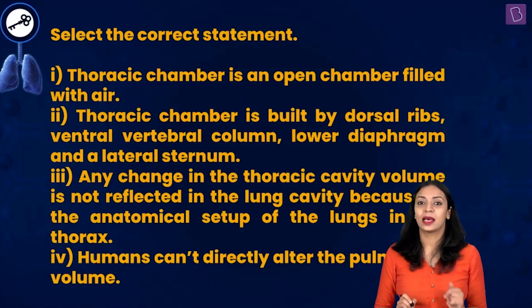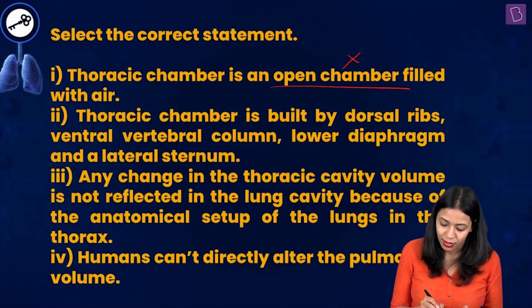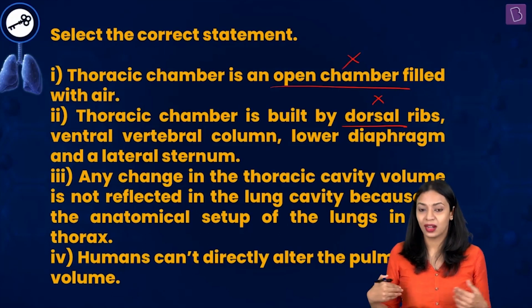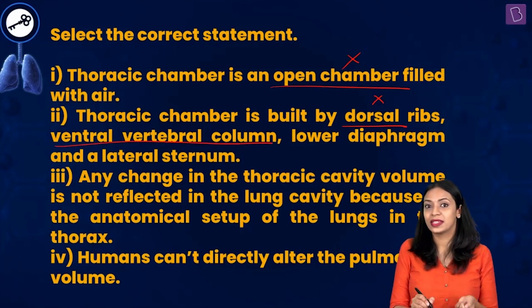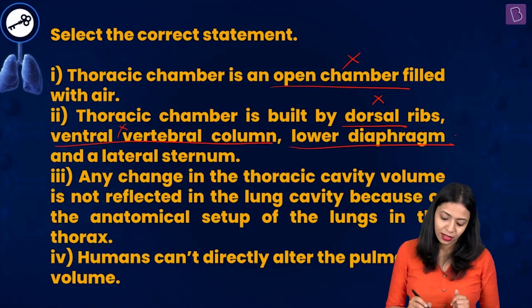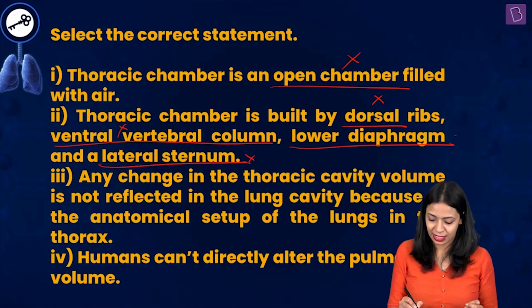So let's examine the statements again. Thoracic chamber is an open chamber. No, it is not. Thoracic chamber is built by dorsal ribs. No, ribs are lateral. Ventral vertebral column is dorsal, so that also is incorrect. Lower diaphragm is correct. Lateral sternum is incorrect. Sternum is ventral. Okay, so this statement also is incorrect.